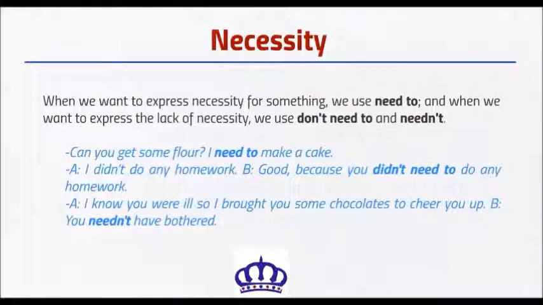Necessity. When we want to express necessity for something, we use need to. And when we want to express the lack of necessity, we use don't need to and needn't. For example, can you get some flour? I need to make a cake. I didn't do any homework. Good, because you didn't need to do any homework.